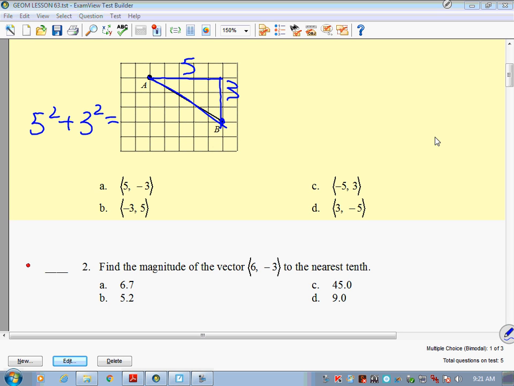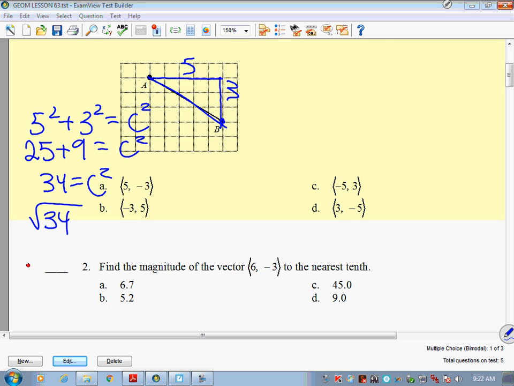Equals AB squared, right? Or C squared. So I'd have 25 plus 9 is C squared. So 25 and 9 is 34. And so C, or my distance of AB, is the square root of 34, because 34 is made up of 2 and 17, both of which are prime. So I can't break the square root of 34 down any further. Okay, does that make sense?